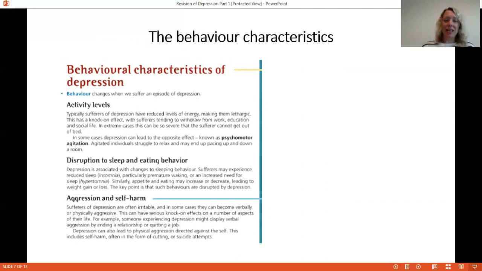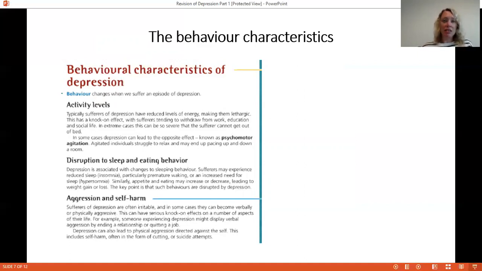However, occasionally you can have an increase of activity levels, and actually someone suffering from depression becomes agitated, unable to relax, might be moving up and down, pacing up and down, constantly slightly moving, and that's called psychomotor agitation. So think about what that word means: the psycho and the motor, the movement, and being agitated in terms of your movement. So that's the first one.